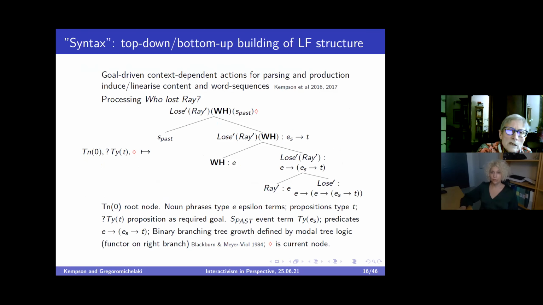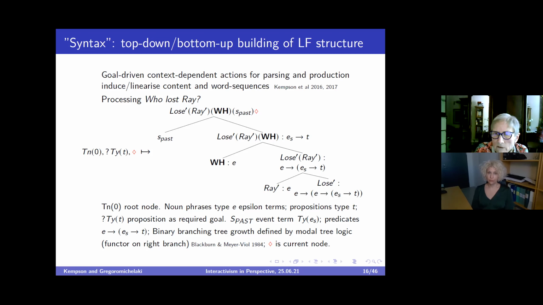And the sense of syntax, insofar as we have it, is the top-down, partially bottom-up building of LF structure. So you're going to be looking at these tree representations. On this slide, there are actually two trees. There's the tree on the end, which is the result of processing "who lost Ray," but there's also the tree on the left-hand side, which just says T node TN0, tree node 0, and a requirement for type T. So the one on the left is the point of departure, the one on the right is the result. And this is all goal-driven, context-dependent actions for parsing and production, which are used in either inducing or linearizing content and word sequences. So in all these, all you need to know is that the tree node 0 is the root node, so that's the point of departure.